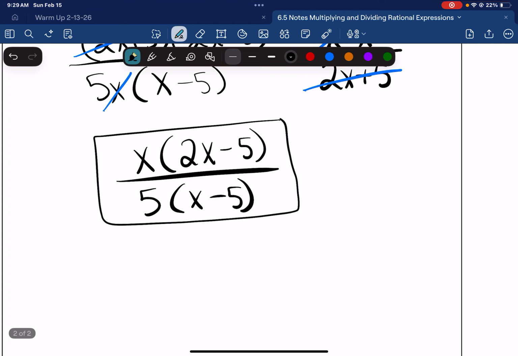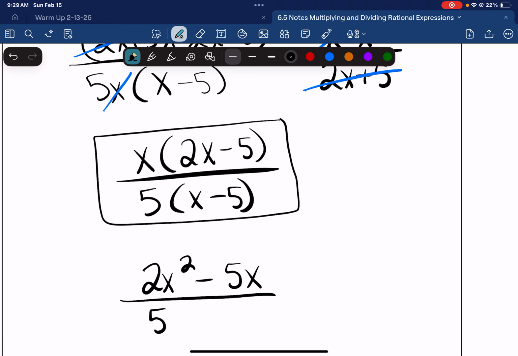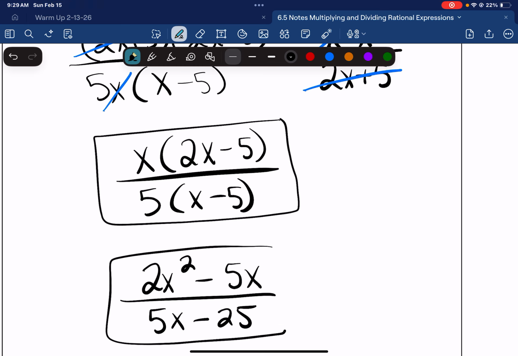Now, if you needed to expand this problem, you'd end up with 2x squared minus 5x, and our denominator would be 5x minus 25. That's our expanded answer.